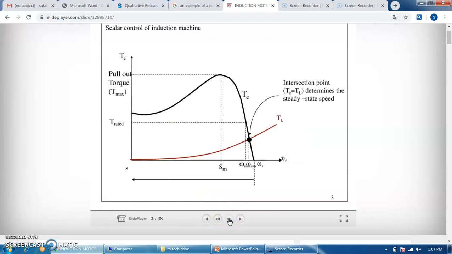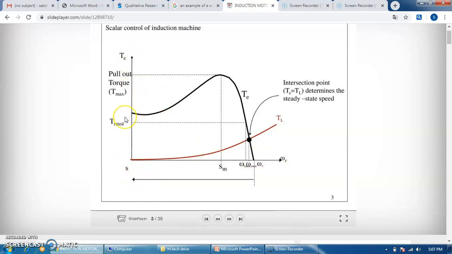Now, scalar control of induction machine. Before studying that, you should know about the torque speed characteristics of a three-phase induction motor. In this diagram, we will discuss the torque speed characteristics of the induction motor, and from there we will study the scalar control of the induction motor. Here, torque is placed on this axis, and on this axis we have placed the value of slip.